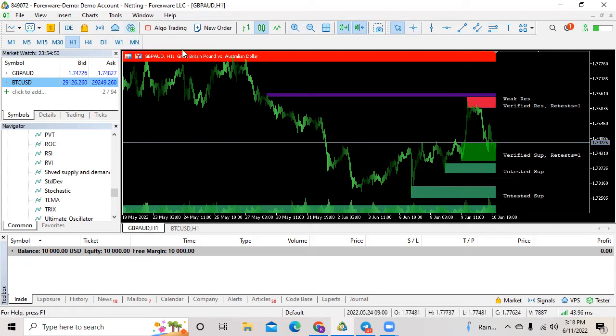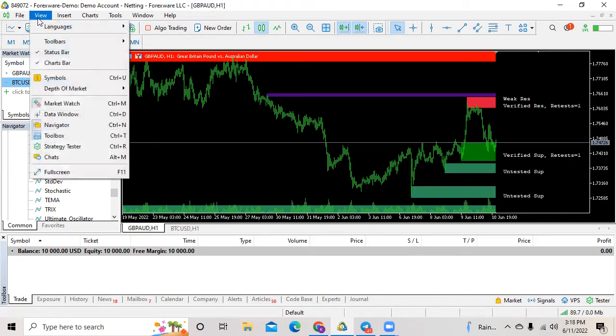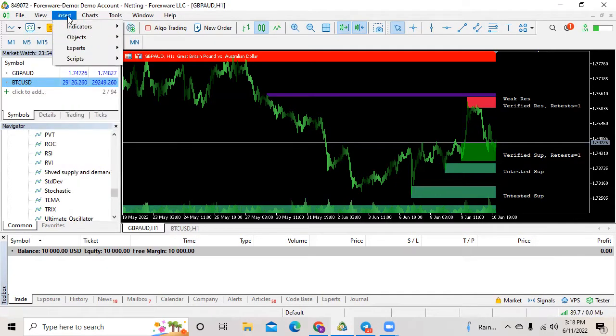Basically, what I'm looking for is, if it's a level that has been tested multiple times, it's more than likely to break through. If it's a level that has never been tested, it's more than likely to reverse. So I'm going to give you an example on GBP/AUD of what happened on Thursday, June 9th, and how I was able to catch a really big move off of it and how you can catch more moves in the future.